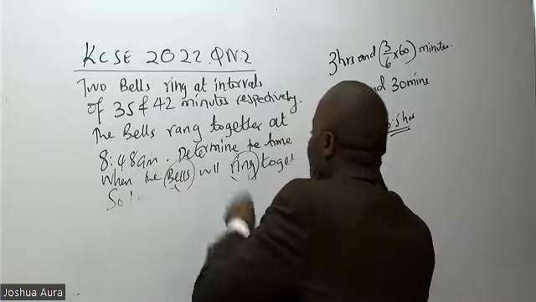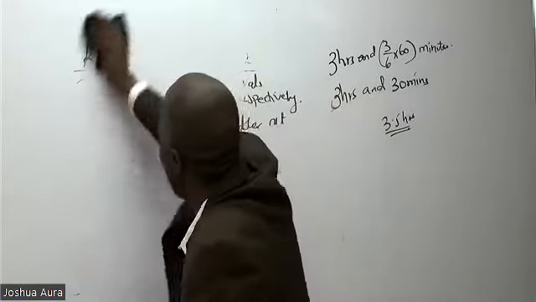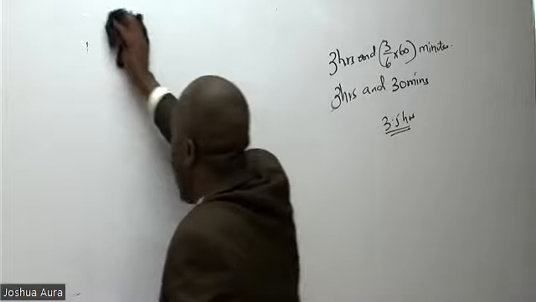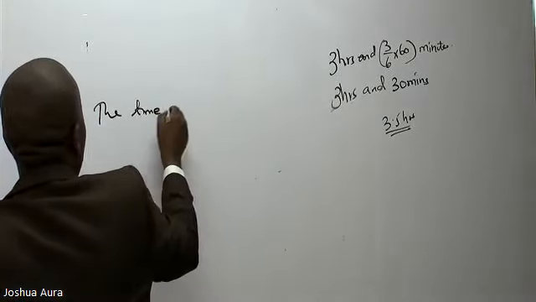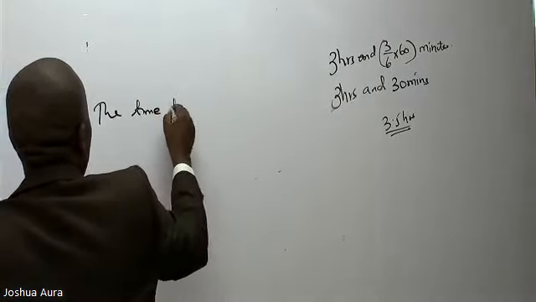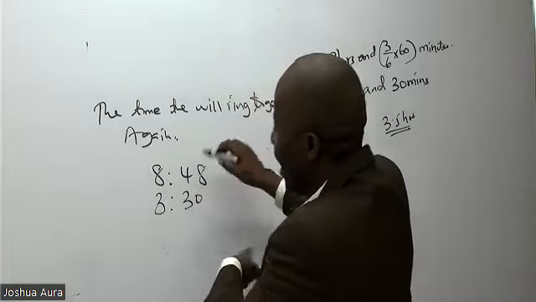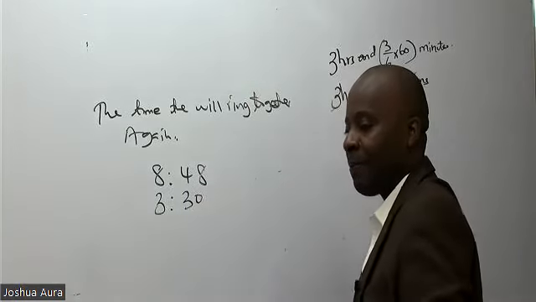So the time they will ring together again. Remember, we have now 8:48, right, AM. And we know that these 2 bells will be ringing again exactly after 3 hours and 30 minutes. Remember, these are minutes. 3 hours and 30 minutes.